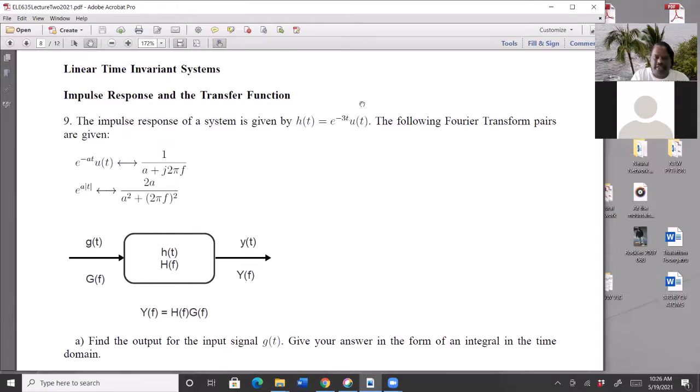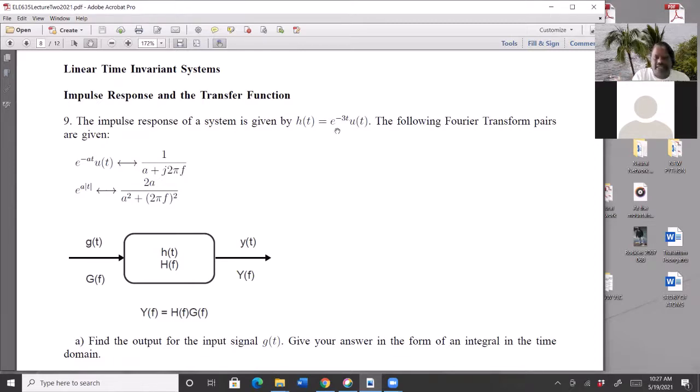Also in signals and systems, you learned about the impulse response of a system and the transfer function. These are usually useful only for linear time invariant systems, so just assume everything is linear time invariant. The impulse response of a system is given by this. You know what an impulse response is: you have a circuit, you input the impulse function delta t, and you look at the output.